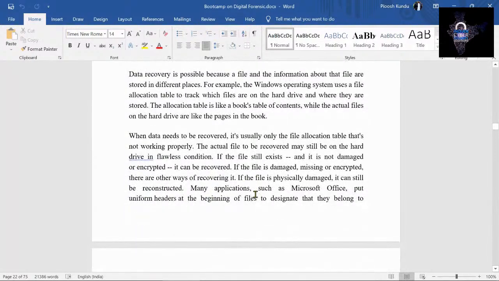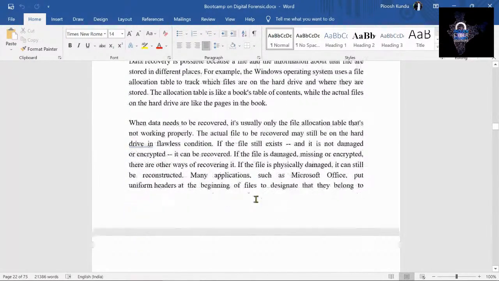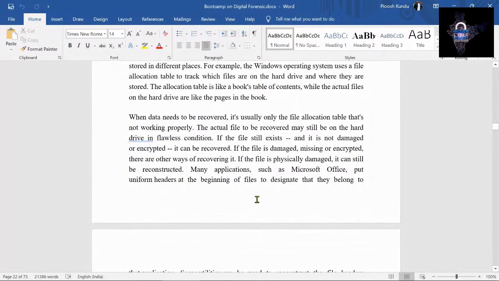Now, when data is to be recovered, it is usually only the file allocation table that is not working properly. For the actual files to be recovered, they must be intact and housed in flawless condition. The file still exists and it should not be damaged or encrypted. It cannot be recovered if the file is damaged, missing, or encrypted. The other way of recovering it, if the file is physically damaged, is that it can still be reconstructed.